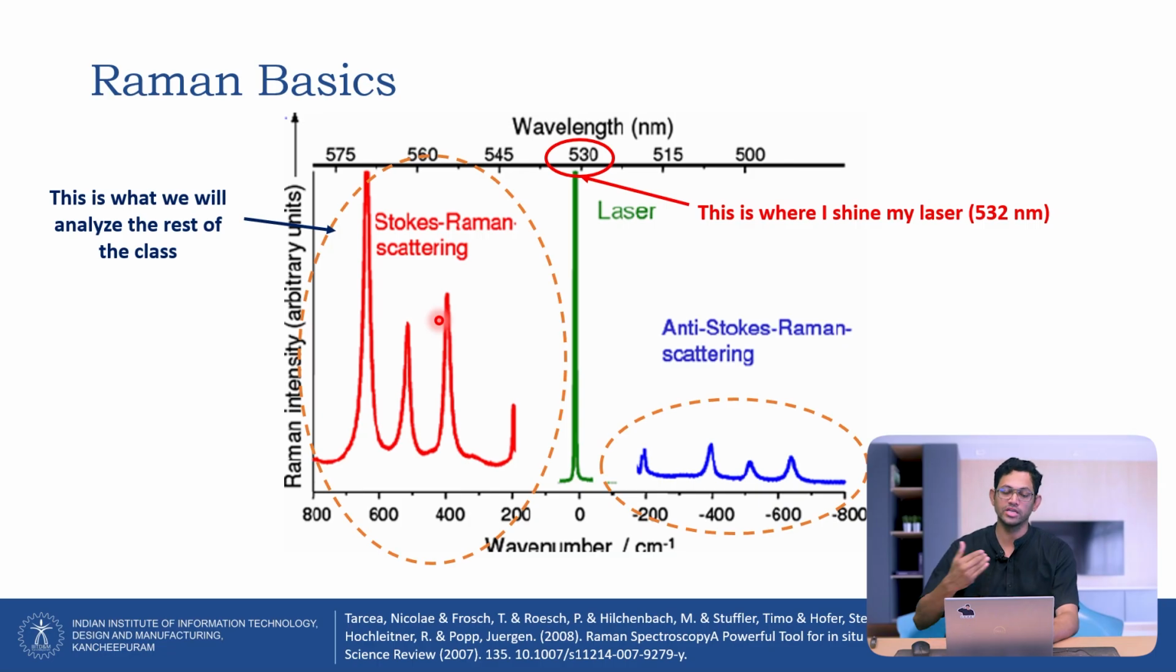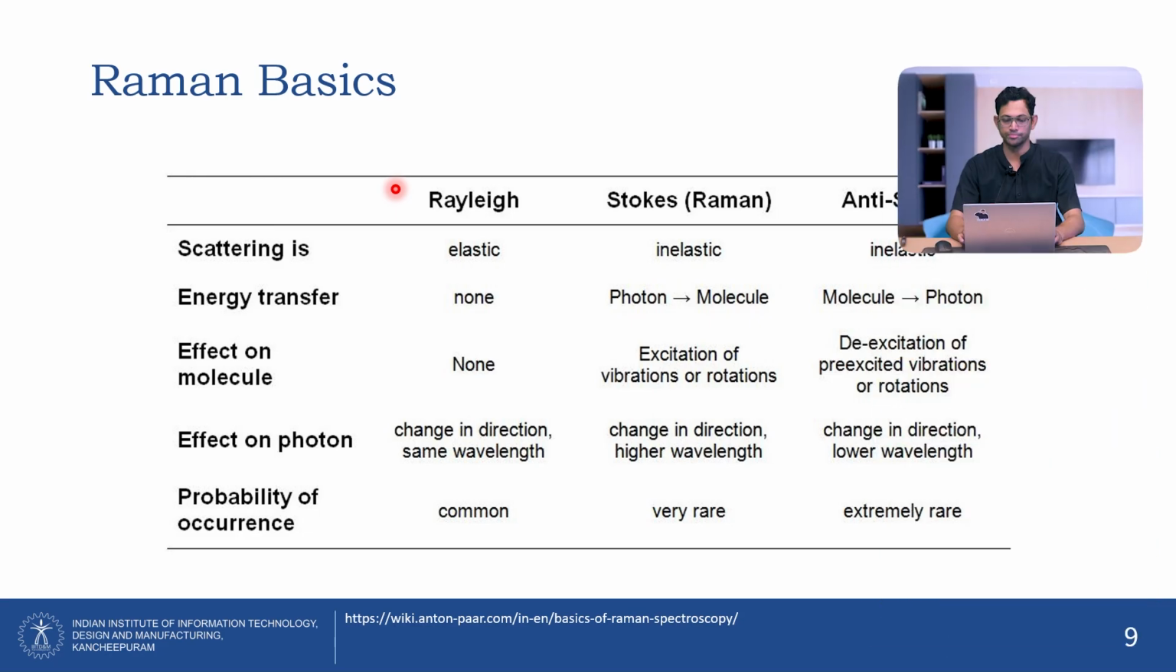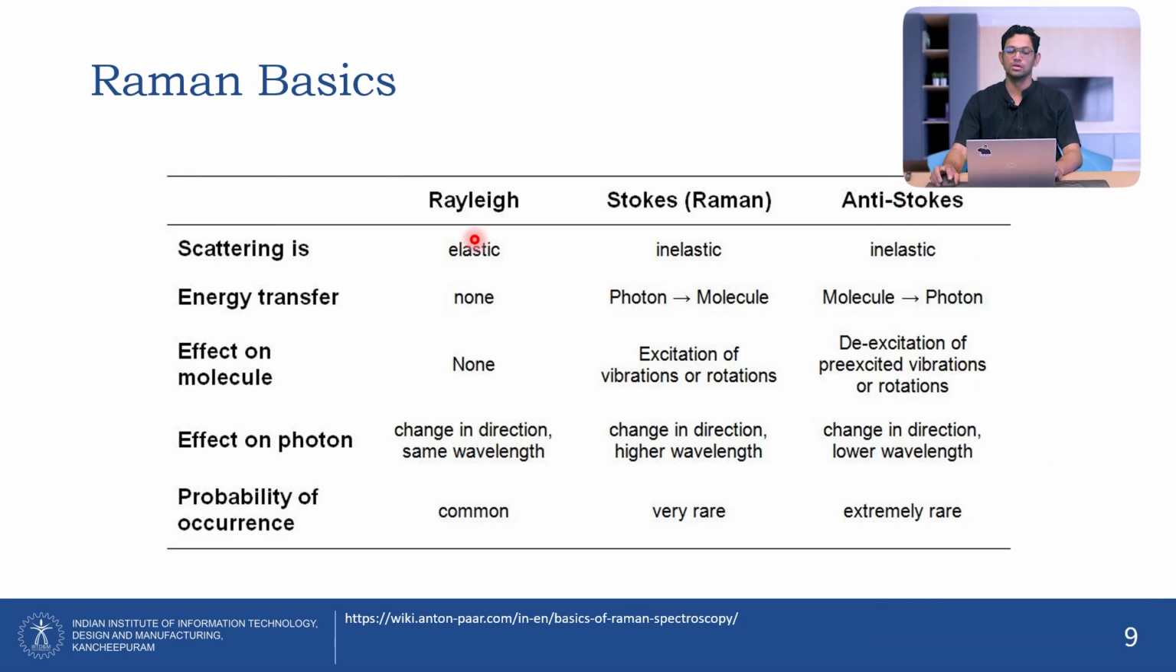Okay, and in the rest of the class, what we will be discussing is the Stokes Raman shifted scattering spectra. This is what we are going to cover in the next class. So you can see that the original light source is the Rayleigh scattered light, that is the elastic scattered light, and then there are inelastic scattered lights, that is Stokes as well as Anti-Stokes.